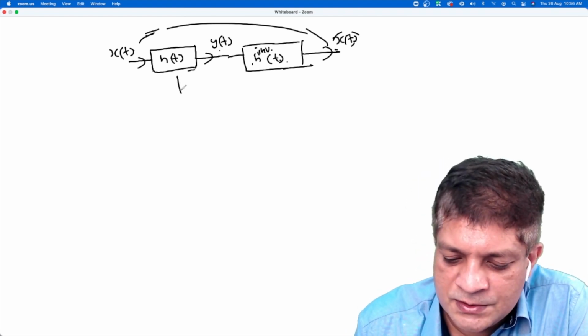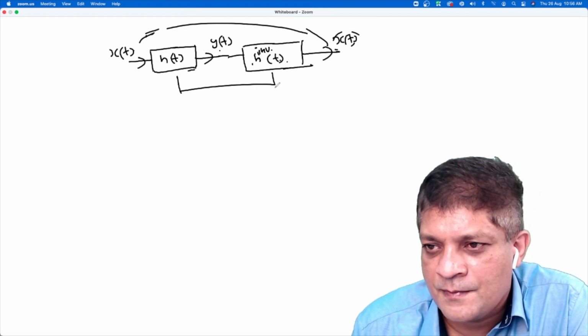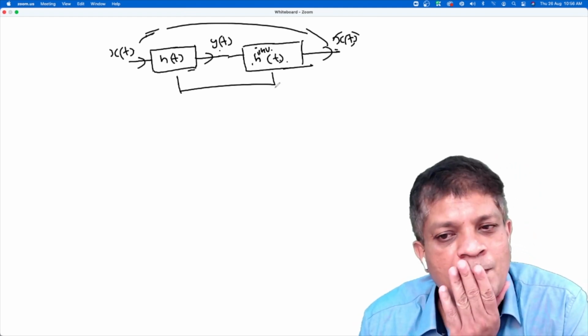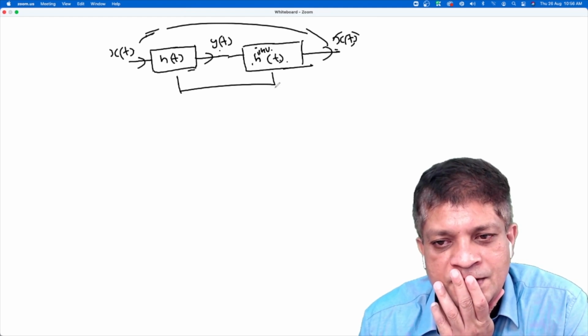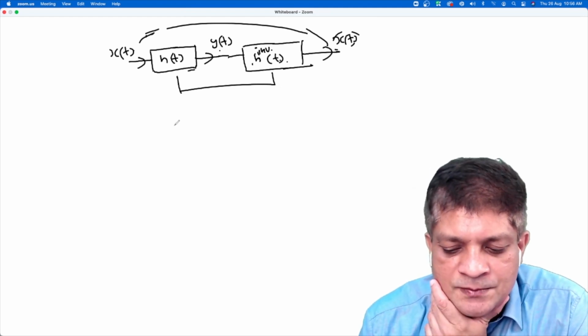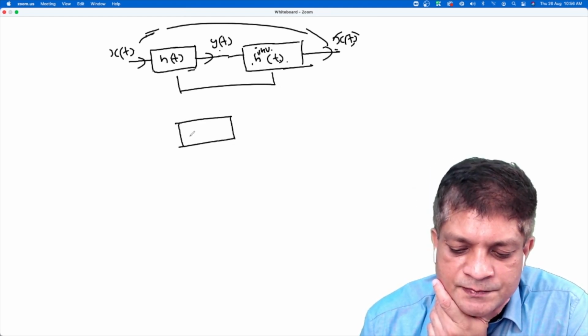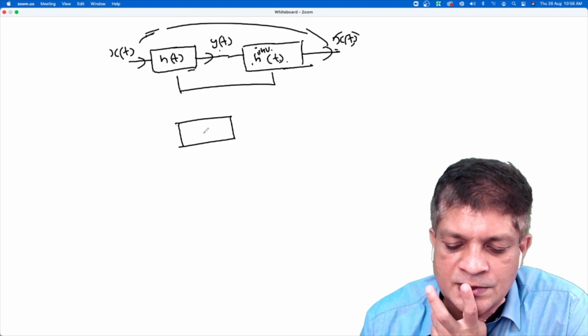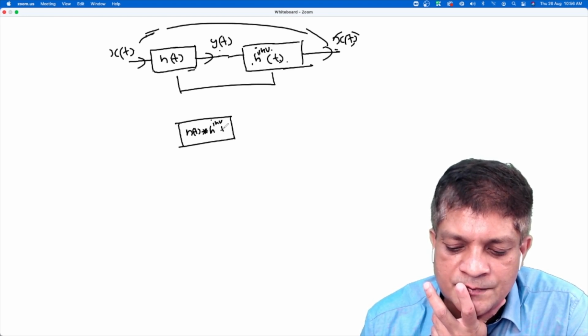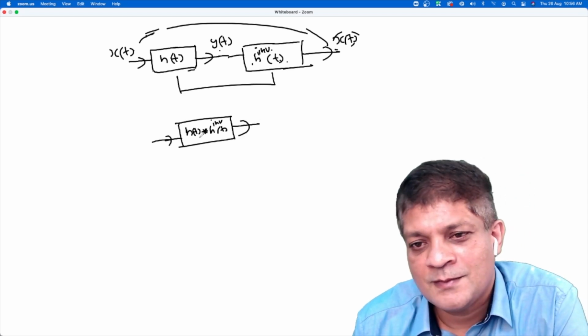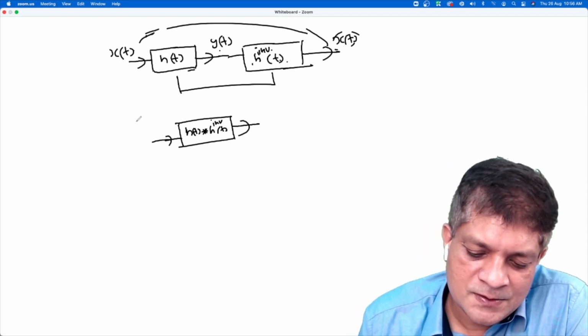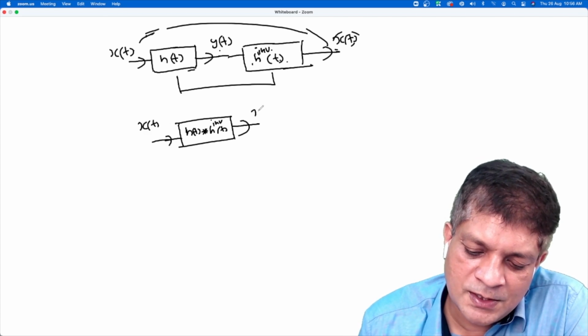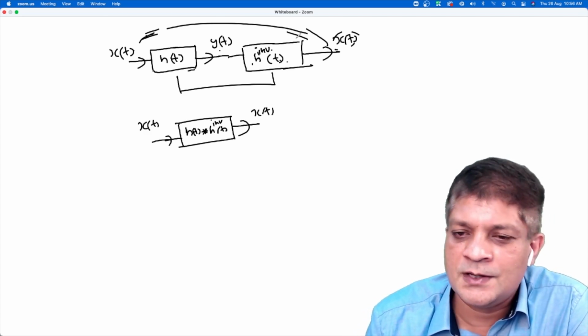Now what connection is this? It is a cascade connection. Now can we replace it with a single system? What is the impulse response? Is it h(t) convolution h inverse t? Yes. So here you give x(t), you will get x(t) here. That is invertibility.